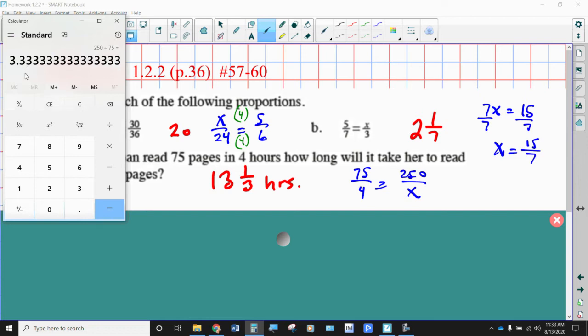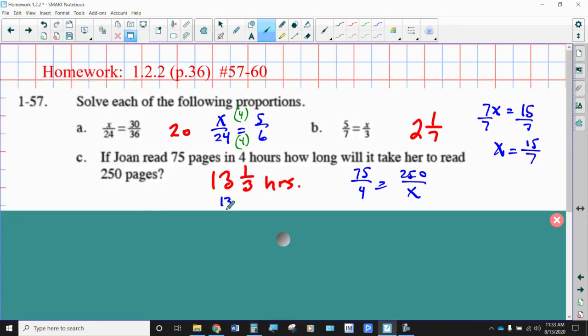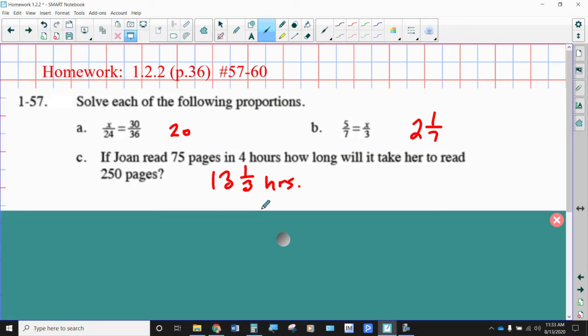Okay, we can still use this as long as you keep it in the calculator and then multiply this immediately times the 4. You get an answer of 13 1/3, right? Or 13.3 repeated. Some of you may have chosen to write it as 13 hours and 20 minutes, because that's a third of an hour, right? 60 minutes in an hour. So you could have written it in a few different ways and it would have been correct.